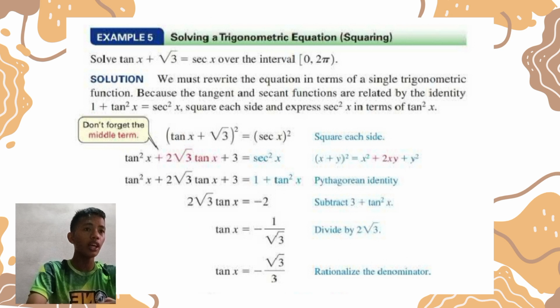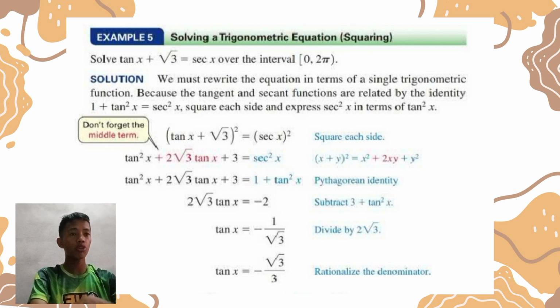Okay, and then we have to use the Pythagorean identity, which will give us tangent squared x plus 2 square root of 3 tangent x plus 3 is equal to 1 plus tangent squared x. So that is the Pythagorean identity. And then we subtract 3 plus tangent squared x. So the answer would be 2 square root of 3 tan x is equal to negative 2.